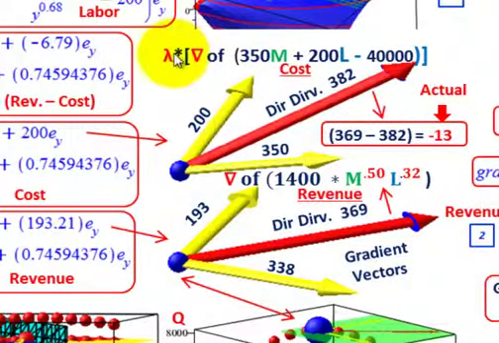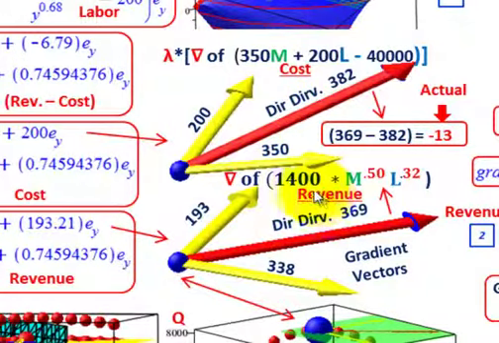So remember we took our Lagrangian times the gradient of our material and labor, and then we had that $40,000 cost constraint. For our cost vector, remember we had 200 for our labor on a unit basis and 350 for material, and those are the yellow vectors or arrows that we're looking at here. And that directional derivative, based on what we calculated, is $382, a dollar amount for our cost.